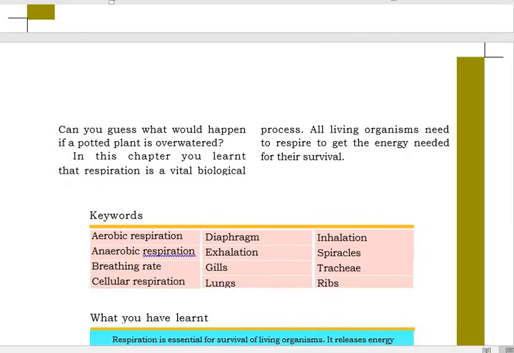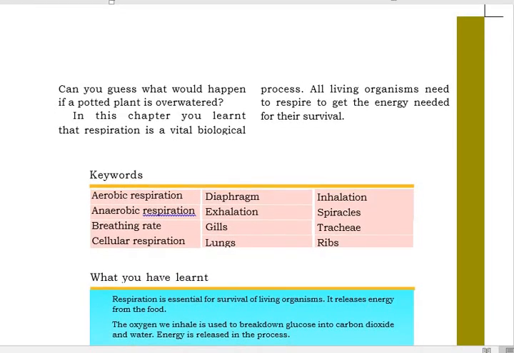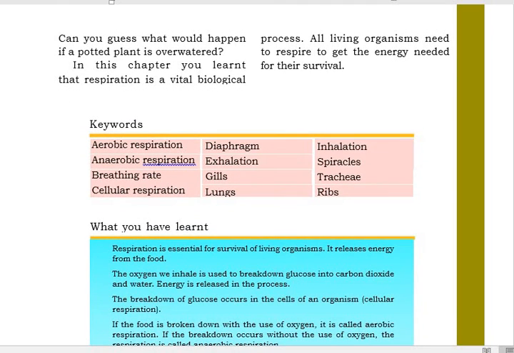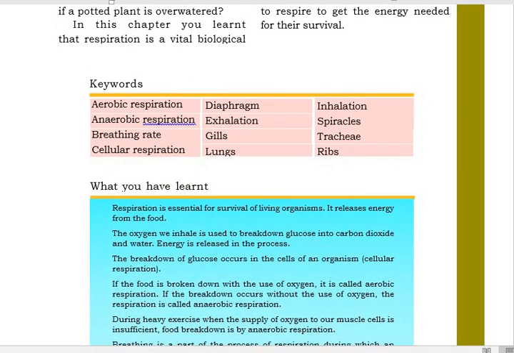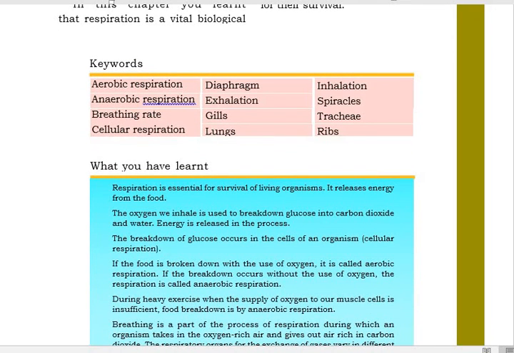There are two types of respiration: aerobic respiration and anaerobic respiration. First point: respiration is essential for the survival of living organisms. It releases energy from food. Second point: the oxygen we inhale is used to break down glucose into carbon dioxide and water. Energy is released in this process. The breakdown of glucose occurs in the cells of an organism, and that is called cellular respiration.